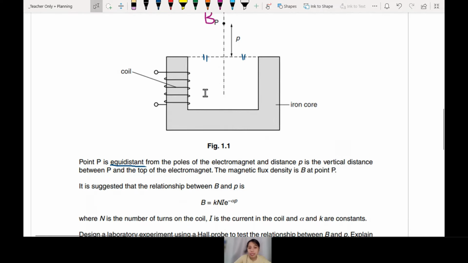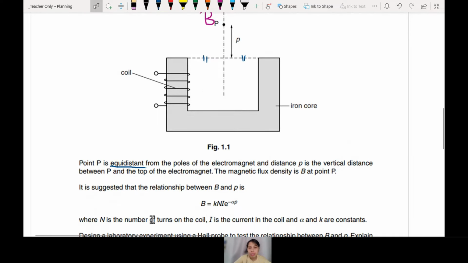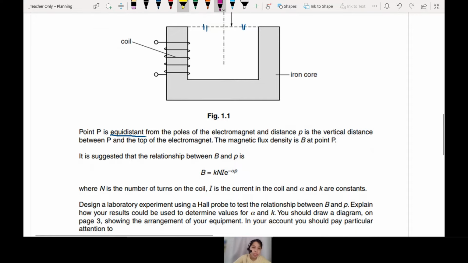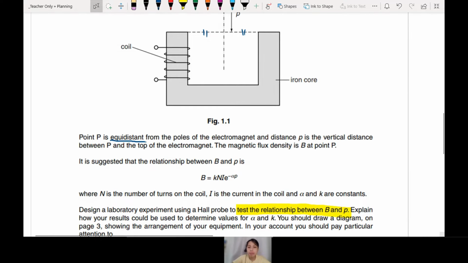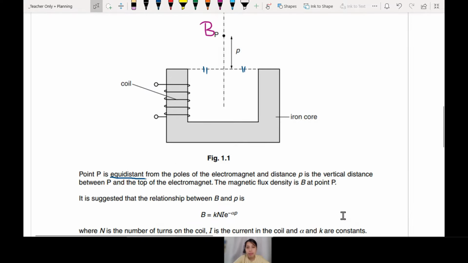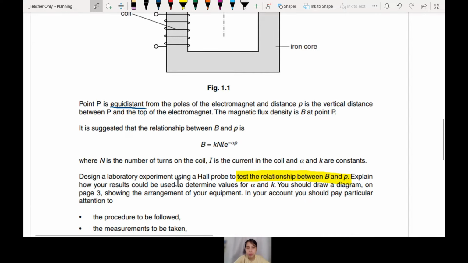Then they give you some equation, B equals kNIe. What are the things you want to change? Firstly, if you didn't underline this: design an experiment using a Hall probe to test the relationship between two variables. Every question one will mention this. Test the relationship between these two. So you're going to change one of these and measure the other one that changes in response to your change. Your independent and dependent variable. P is what? P is the length. That one use ruler also can. Now the B one you have to use Hall probe.